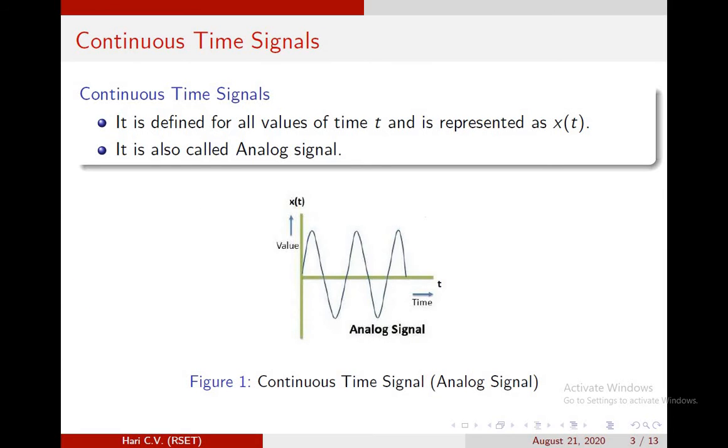The continuous time signal is defined for all values of time t and is represented as x of t. It is also called analog signal. You can see the figure of a continuous time signal. In this case, the signal is defined for all values of t.